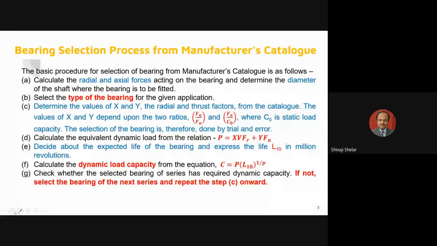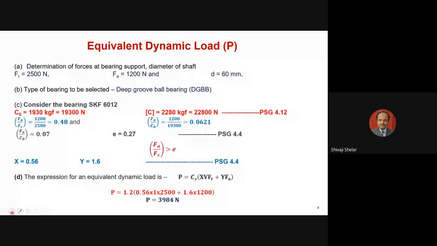So let's go to the second step, step A. What does step A tell? You should have knowledge about radial and axial forces and the diameter of the shaft. In this problem, this data is given. In the next slide, we are seeing the determination of forces on the bearing support and the diameter of the shaft. If it is not given in the problem, you need to do the appropriate calculation and write it. In this problem, a radial load is given as 2500 Newton, axial load is given as 1200 Newton, and the diameter of the shaft where you have to support this bearing is 60 mm.